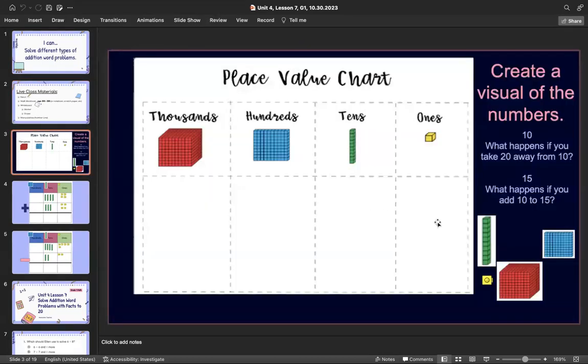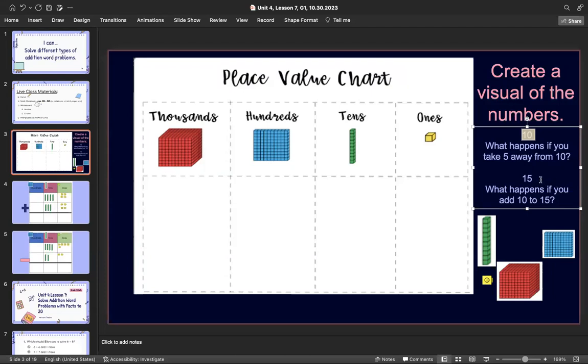Ultimately, again, we're getting back into our place value chart. You're going to start with the number 10. What happens if you take away... you can't take 20 away from 10, silly me. 5 away from 10. Yep, with negative numbers, we're not there yet. Okay, so if you start with the number 10, what happens if you take 5 away from 10? Pause and work with your learning coach.